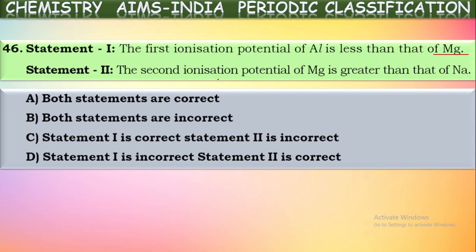This is true. Second ionization potential of magnesium is greater than that of sodium. No, because after the removal of one electron from magnesium, it becomes Mg plus, which contains one more electron in its 3s subshell. Whereas sodium has only one electron in its 3s subshell. After removal of that, it becomes Na plus, which has noble gas configuration. So the second IP will be much greater for sodium than for Mg plus. They have given it in the reverse way, so it is an incorrect statement. What will be correct? Statement 1 is correct, statement 2 is incorrect.